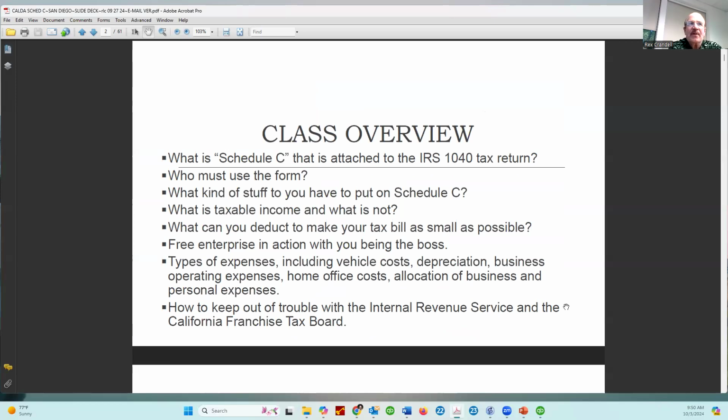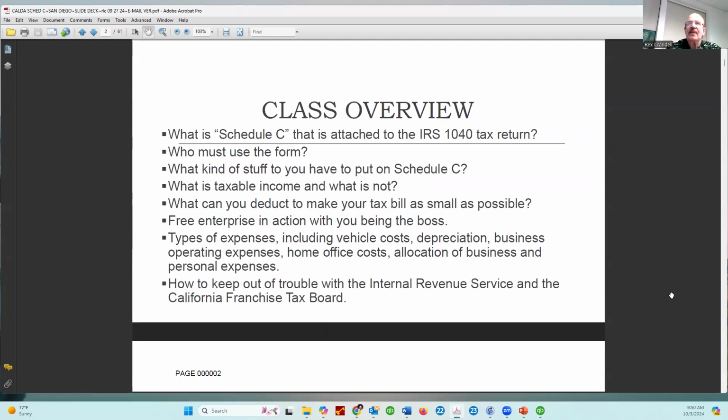We'll cover types of expenses, including vehicle cost, depreciation, business operating expenses, home office, and allocation of business and personal expenses. How to keep out of trouble with the Internal Revenue Service and the California Franchise Tax Board will also be discussed.